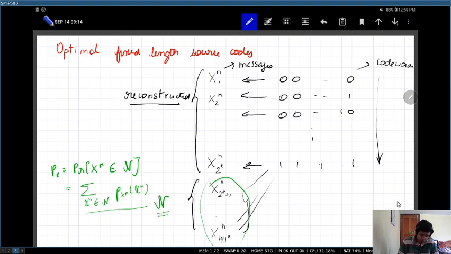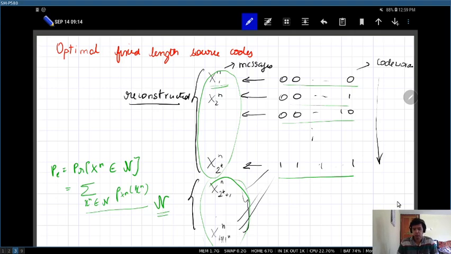So a very easy approach to construct an optimal fixed length source code is to write all possible sequences x_1^n, x_2^n, up to x_script-N^n, in decreasing order of probability. So the probability of x_1^n is greater than or equal to the probability of x_2^n, and so on. The sequences with the highest probability will be allotted code words, and the sequences with the least probability will not be allotted a unique code word. So these sequences will be allotted unique code words, whereas these sequences will not.